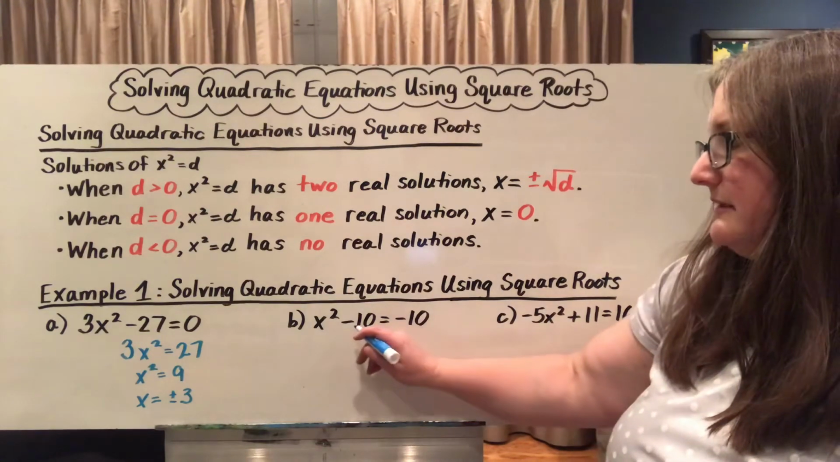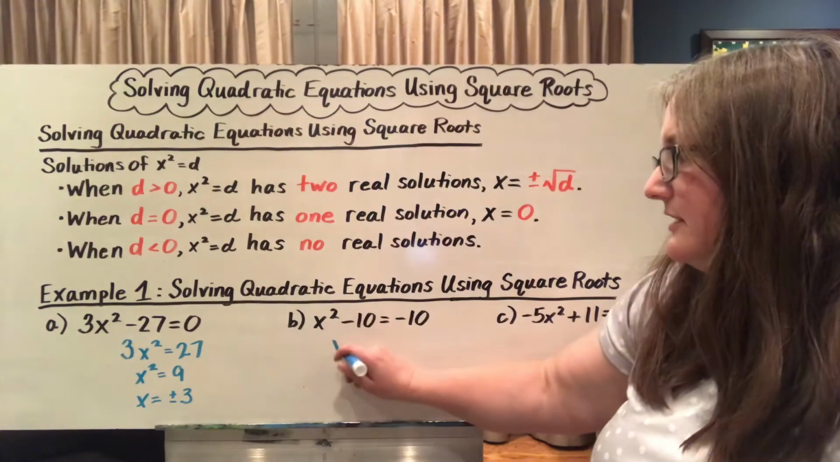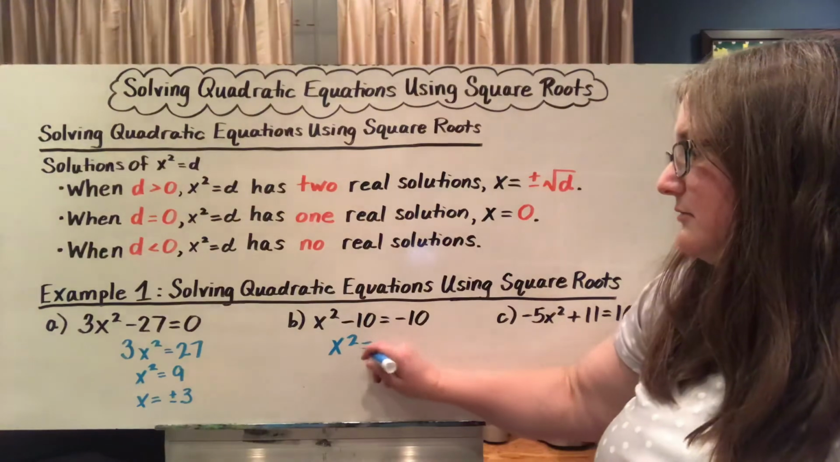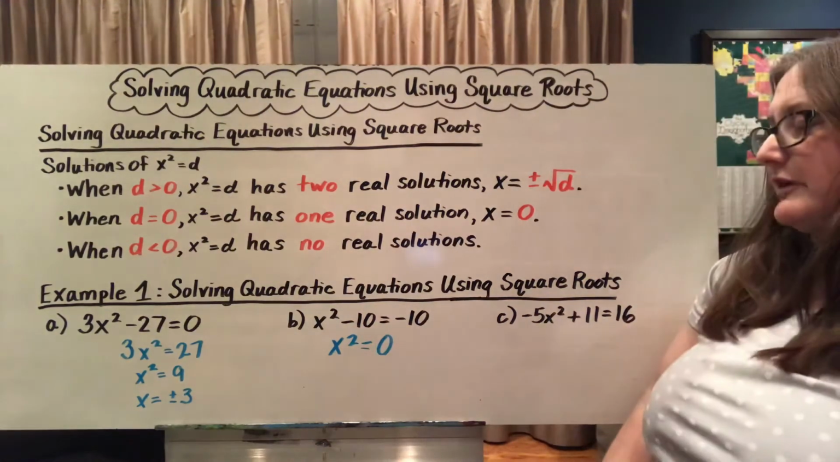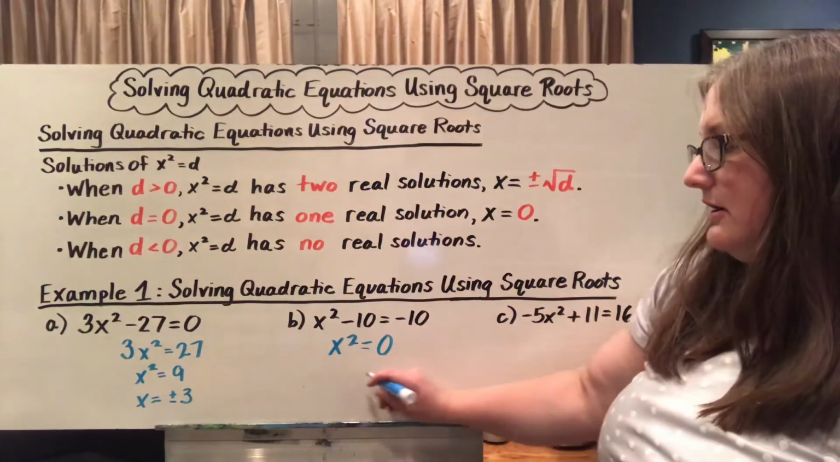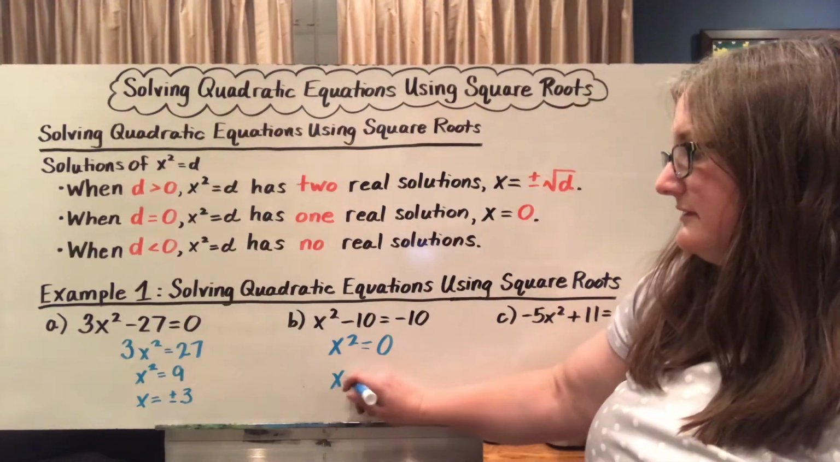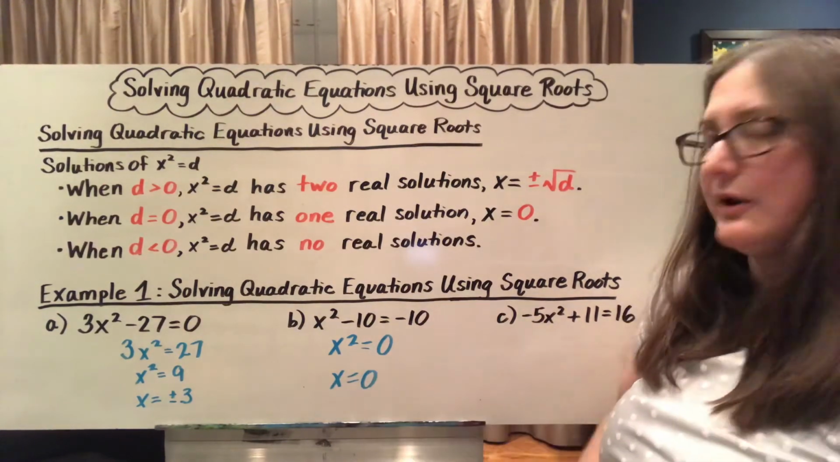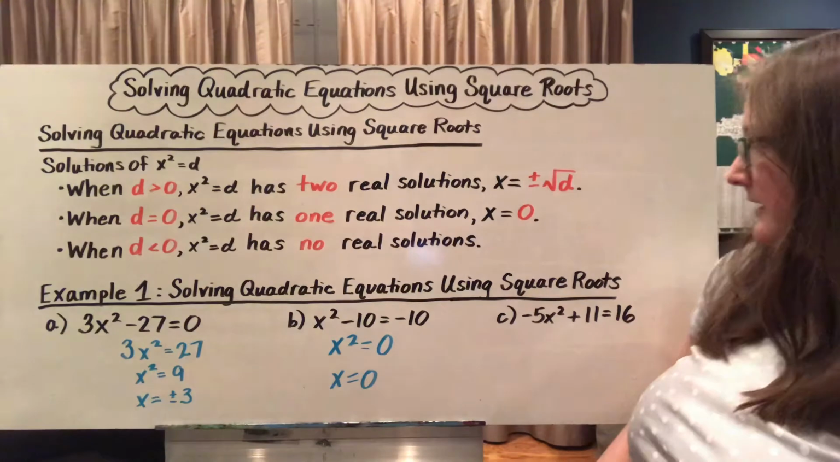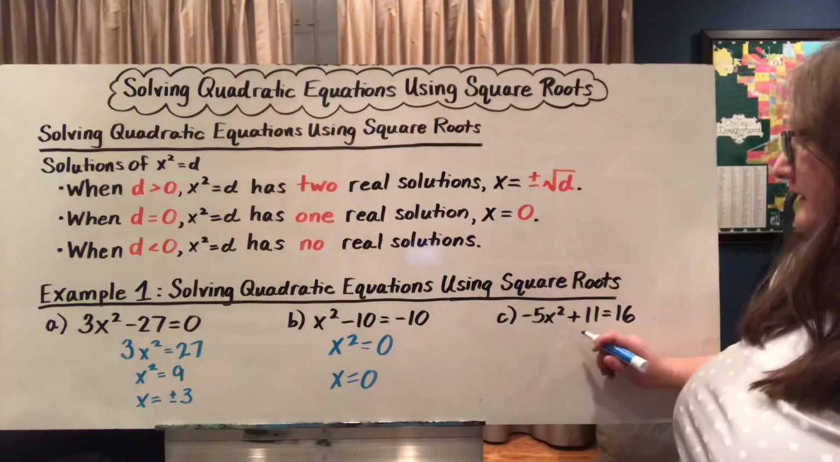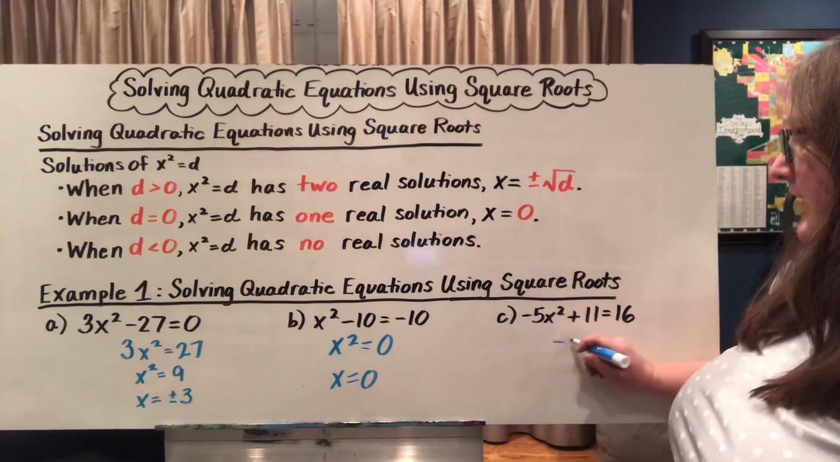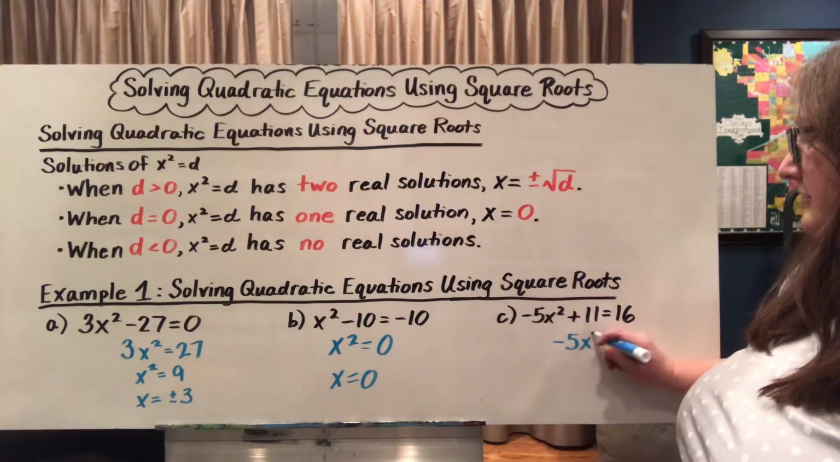In this case, I'm going to start by adding 10 to each side, so I'm getting x squared equals 0. Now if I square root each side here, the square root of 0 is 0, so I'm only going to get one solution.